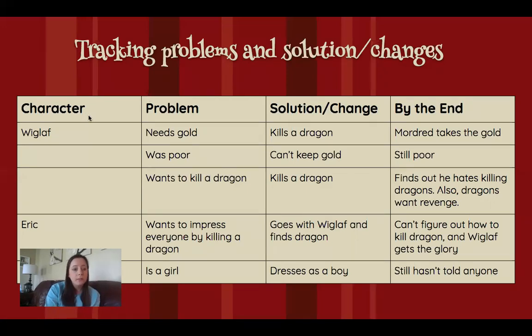So you've got our first character here, Wiglaf. He has a couple different problems. Remember, good readers notice when your book has multiple problems. Look at all of these different problems this reader noticed in this book. Wiglaf needs gold. So what does he do? What's the solution to that? He kills a dragon. What? Definitely fantasy if he's killing a dragon.